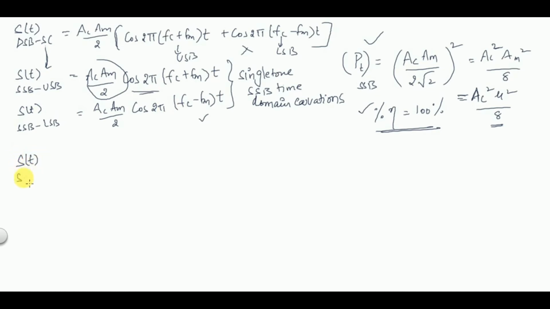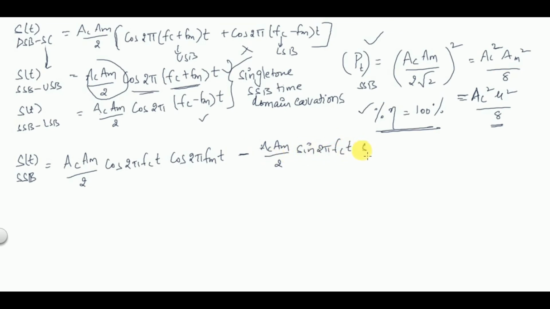So S of t of SSB. Now I will take the USB equation. It is equal to AcAm by 2 into cos, so this is the cos of A plus B form. How can we write it? Cos A cos B minus sin A sin B. So cos of 2 pi fc t into cos 2 pi fm t, minus AcAm by 2, because it is multiplied by all the terms, into sin 2 pi fc t into sin 2 pi fm t.